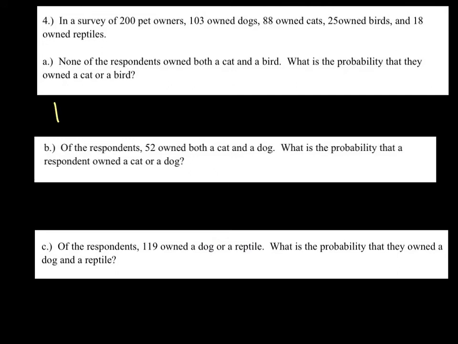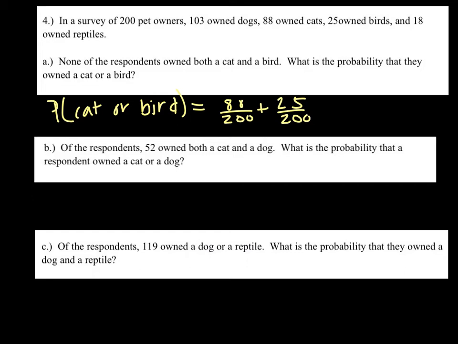So the probability of cat or bird, if there's no overlap, there's nothing to subtract. So it's just the probability of the cats, which is 88, plus the probability of bird owners, which is 25. So you have a total of 113 out of 200. So about 56.5% chance of the owners being a cat or bird owner.